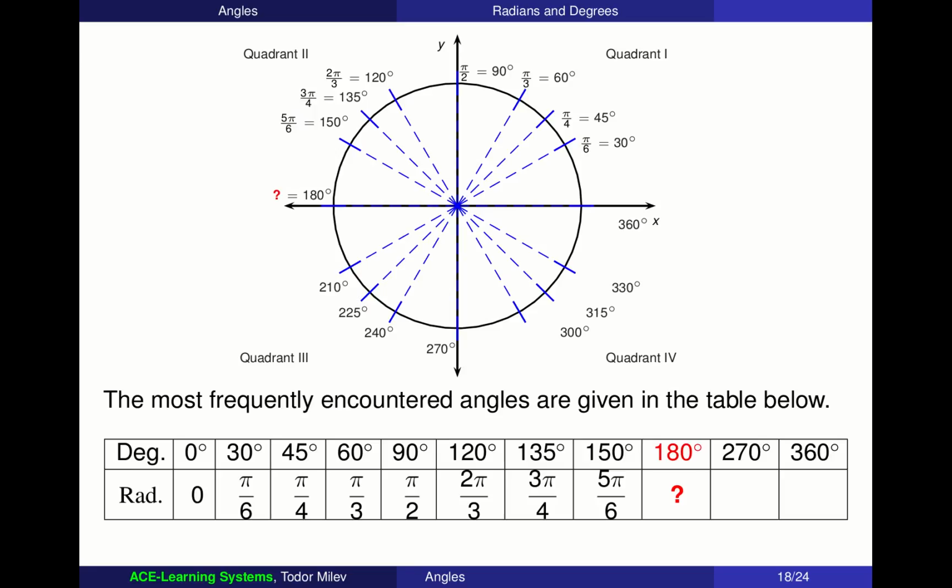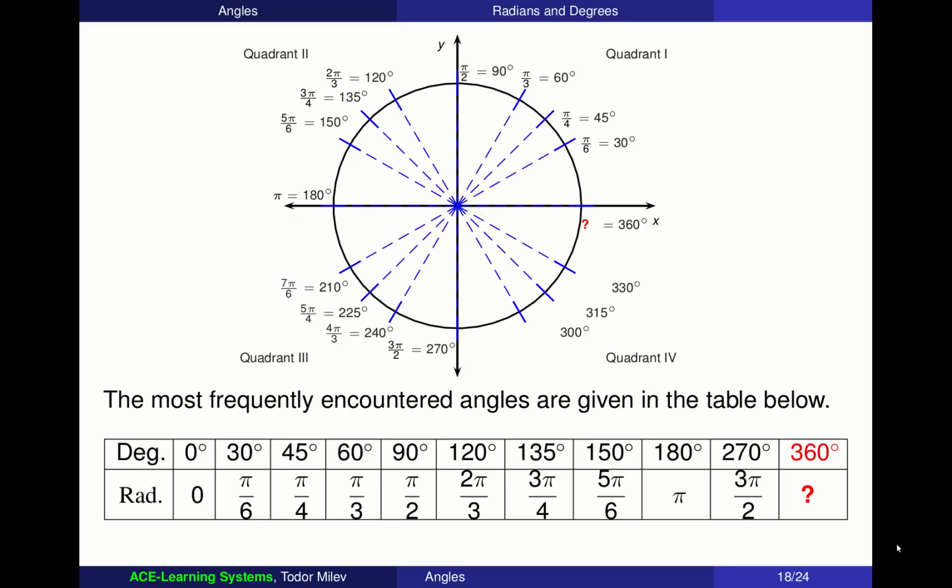180 degrees in radians, pi, I'm sure you guessed it correctly. 270 degrees in radians, I'm sure you guessed it correctly, 3/2 of pi, or 1.5 times pi. And these may be also useful to memorize. 210 degrees is 7/6 of pi, 225 degrees is 5/4 of pi, and 240 degrees is 4/3 pi.